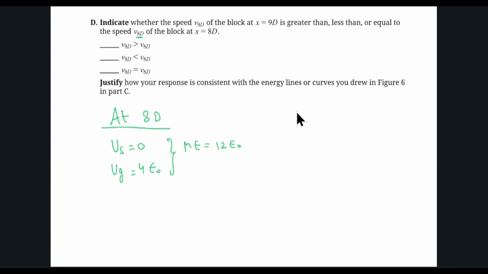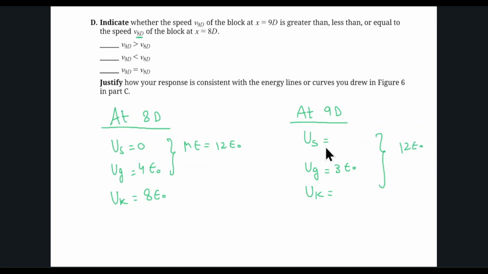Then I can just say that at 9D, there's definitely a spring energy now. So spring energy will have some value. Gravitational energy between 12 and 3, there is a 3 E naught difference, and there will be a kinetic energy as well. And we need to compare the speed, right? So ultimately, we need to compare the kinetic energy. Here, the kinetic energy is the difference, which is 8 E naught. All right, now I know that this has to also sum up to 12 E naught. Now, can we figure out the spring energy somehow?